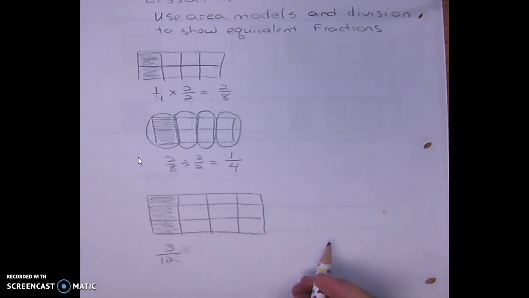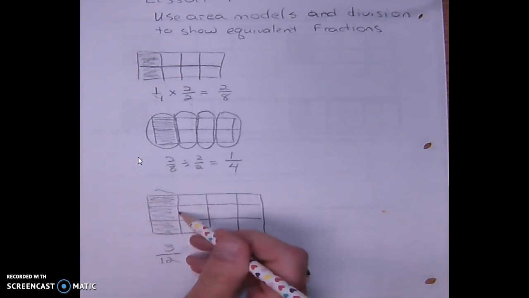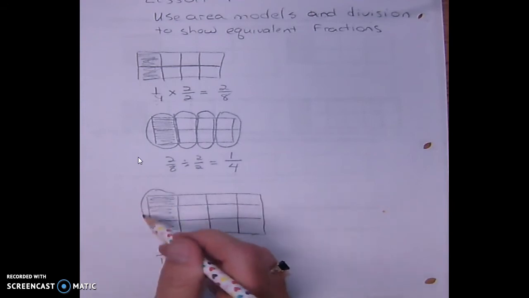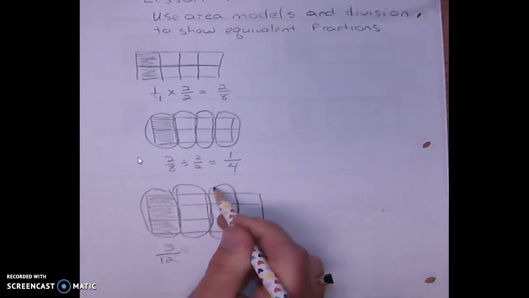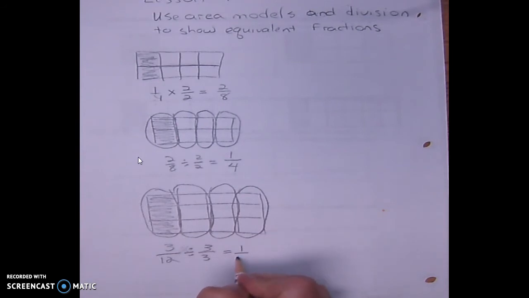Now, how can we break that apart? Well, we can't break it into 2 because then we'd have some shaded and some not shaded if we broke it into 2's. But we can break it into 3's. So if we divide by 3 over 3, we end up with 1/4. So there's still 1 and 4. So 3 twelfths divided by 3 over 3 equals 1/4. Okay?